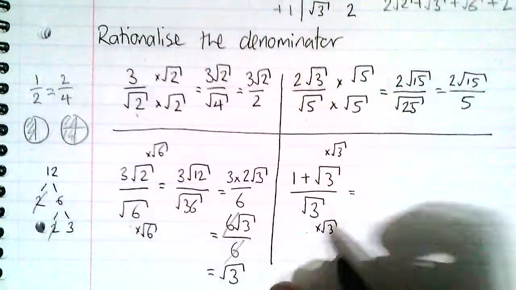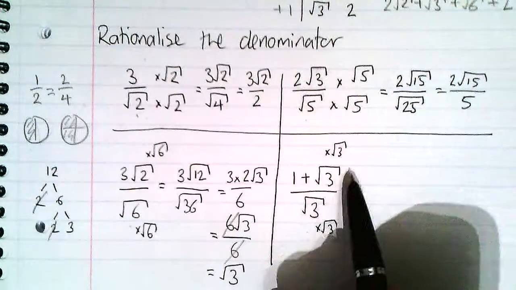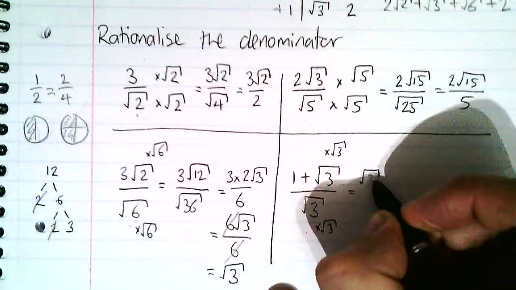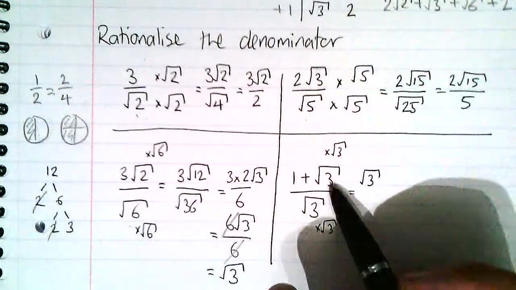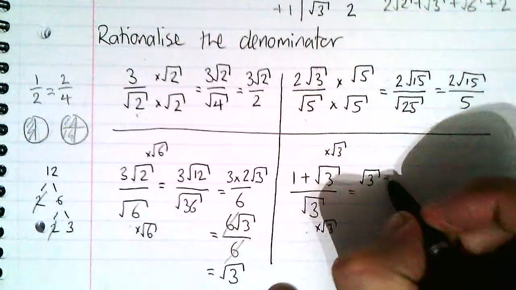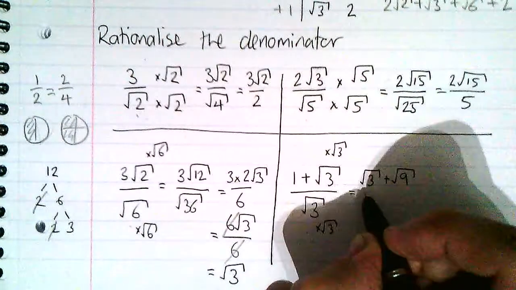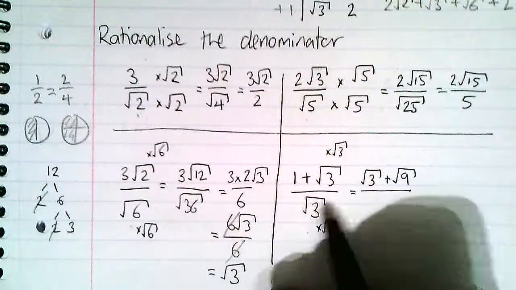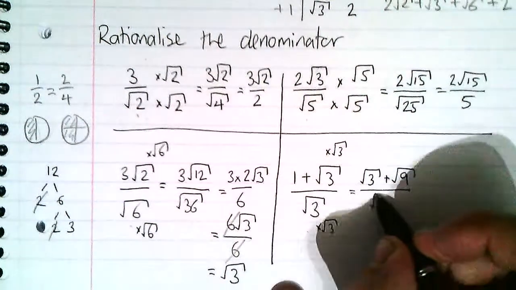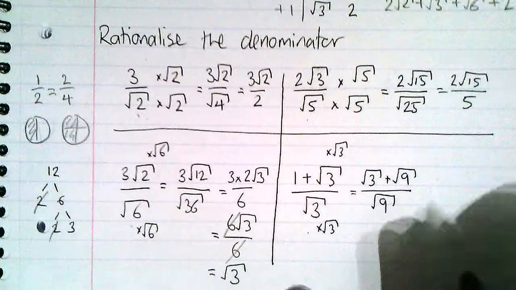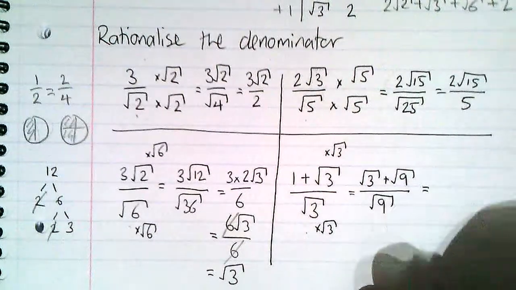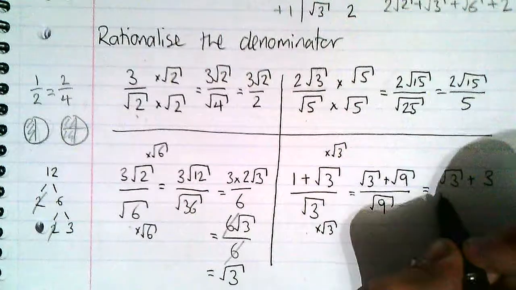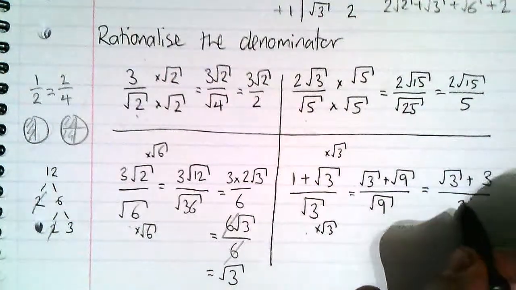Now, when I'm multiplying the top by the square root of 3, I need to multiply everything by the square root of 3. So 1 times the square root of 3 is the square root of 3. Square root of 3 times the square root of 3 is the square root of 9. Again, the astute amongst you might just think, oh, that's just a 3, and you'll be right. On the bottom, square root of 3 times square root of 3, square root of 9, again, that's just going to end up being a 3. Simplify this down, so that'll be square root of 3 plus 3, divided by 3.